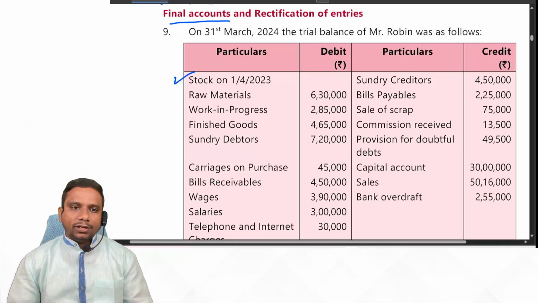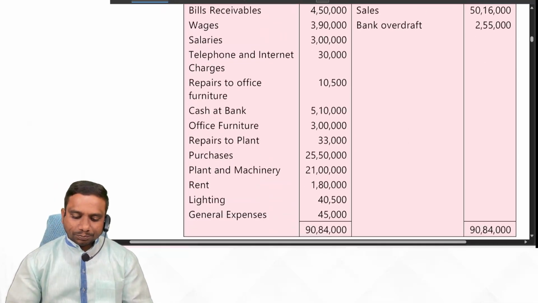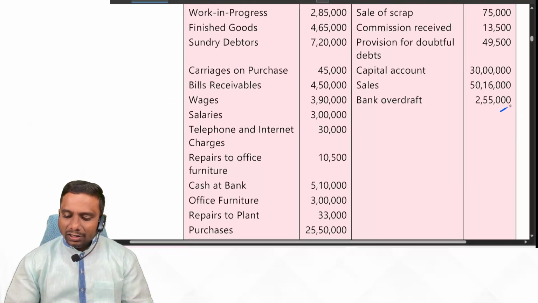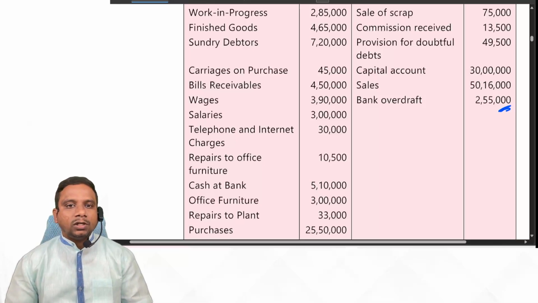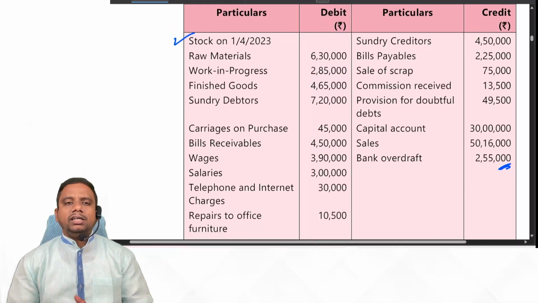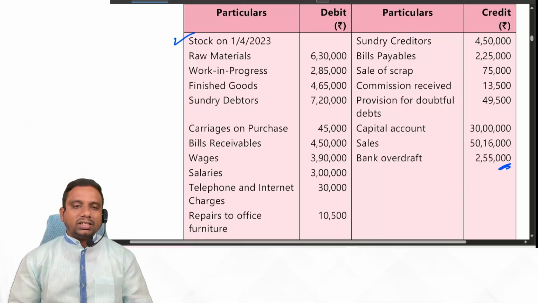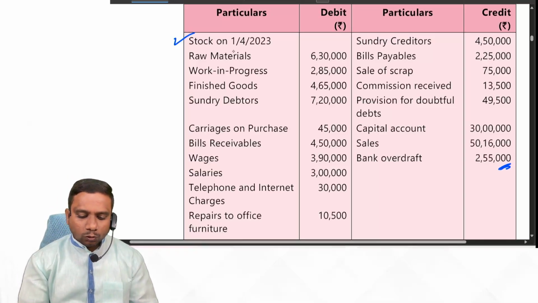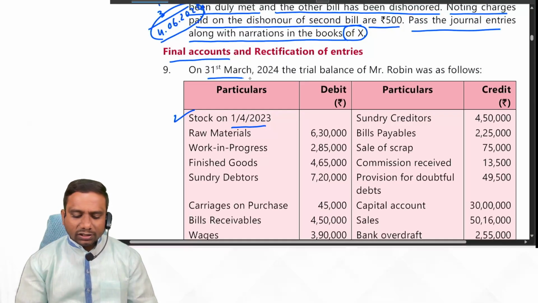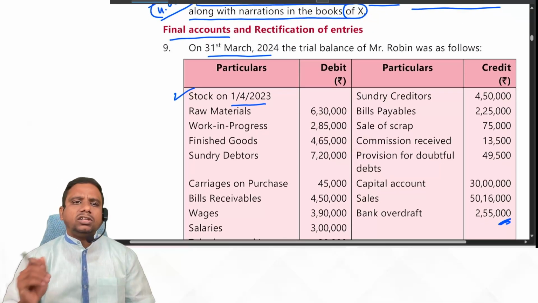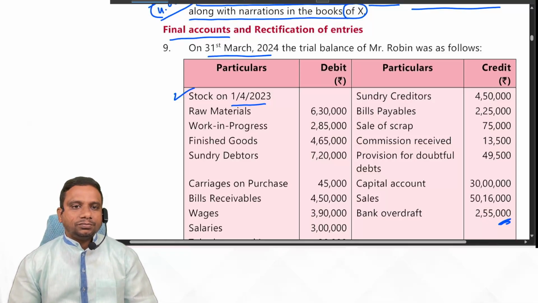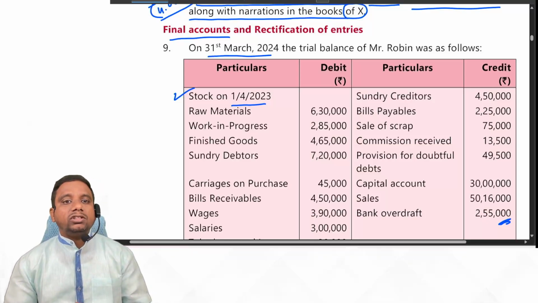Stock on 1/4/2023. From this item, we start one by one and we end up with the bank over. So, after reading each item, you need to identify in which place of the final accounts it goes. This item is, suppose, stock on 1/4/2023. Here, the closing date is 31st. This is opening stock. Opening stock is recorded on the trading account debit side. Yes or no, generally? So, this is how we prepare financial statements. It becomes very easy for us and we can complete this problem within time, with accuracy also.